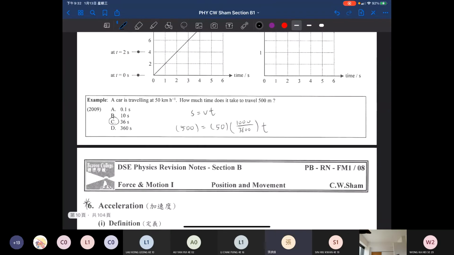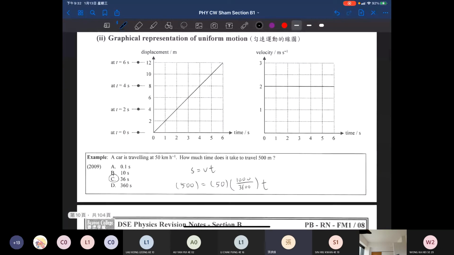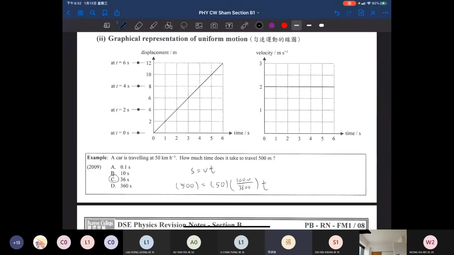A car is traveling at 50 kilometers per hour. How much time does it take to travel 500 meters? We just do the calculation. S equals Vt. Because we want to use the formula, we have to convert to the SI unit. So for V, we multiply by 1000 and divide by 3600 to convert it to meters per second. Then we can calculate the time.